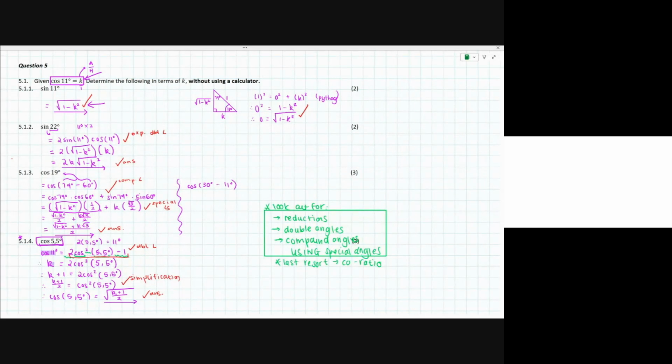And then we'll have a look at our next type of question, which is simplifying an expression. This is where co-ratios, reduction formulae often come up as well. Sometimes special angles, not a lot, but it's usually the reduction and the co-ratio that come up in these questions.